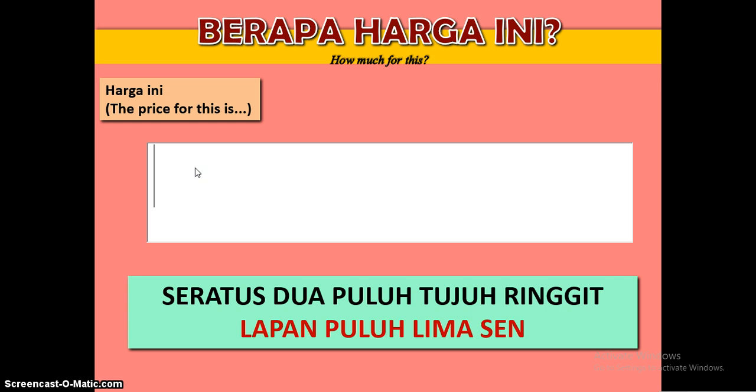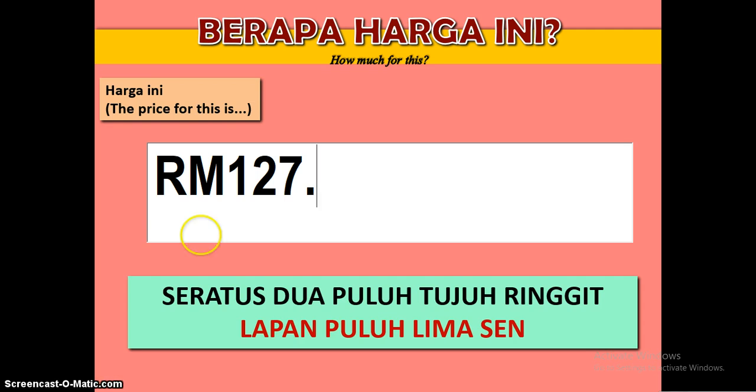RM127.85. How can we write that? Of course, remember, first you have to write the RM symbol, and next the 127. 127 is 127. Then the dot and the cent value. The cent value is this red one, which is 85. Do you need to write a cent symbol? No, just the RM, Ringgit Malaysia symbol.